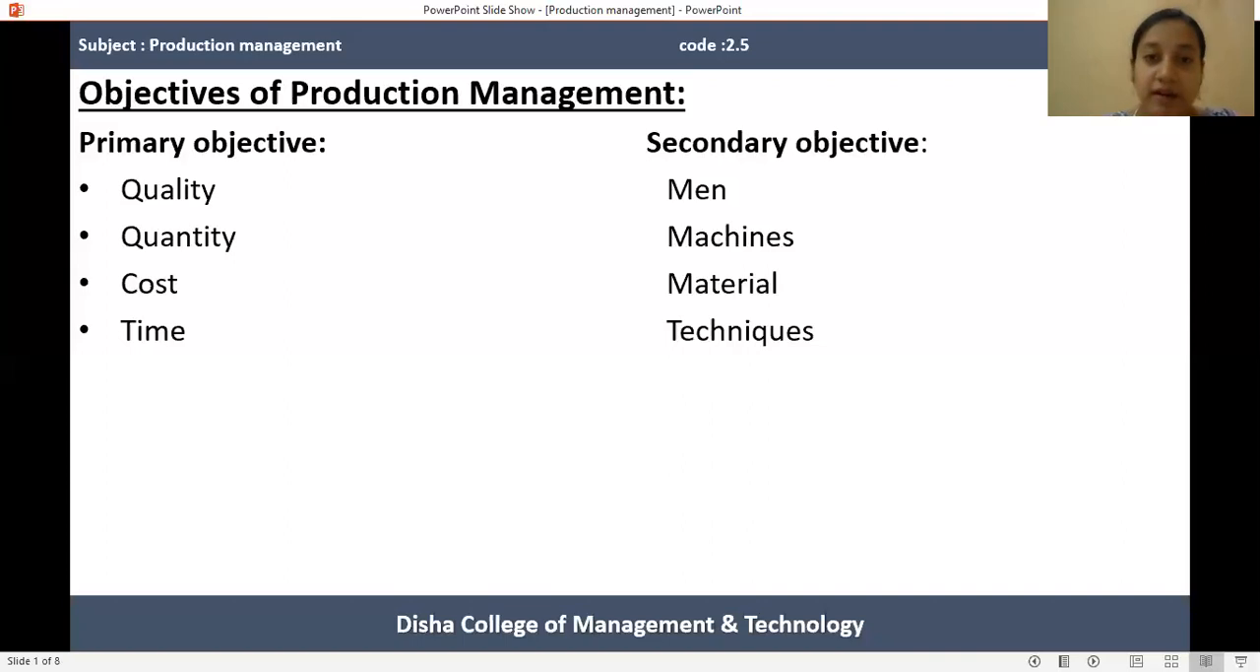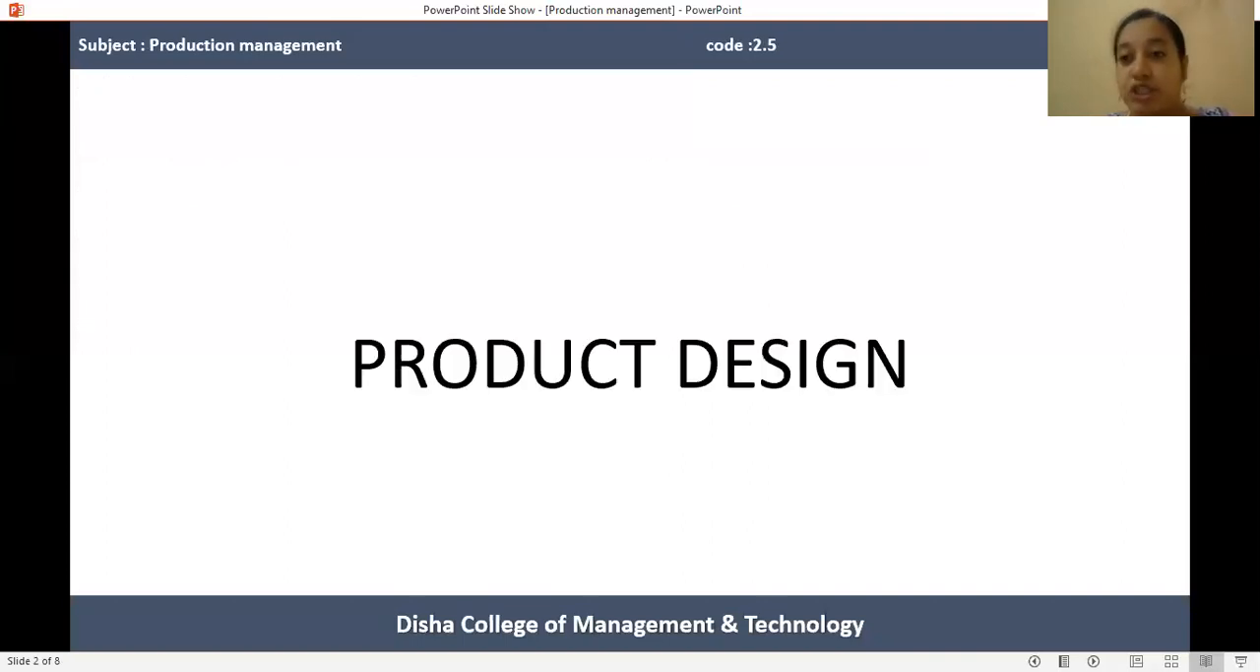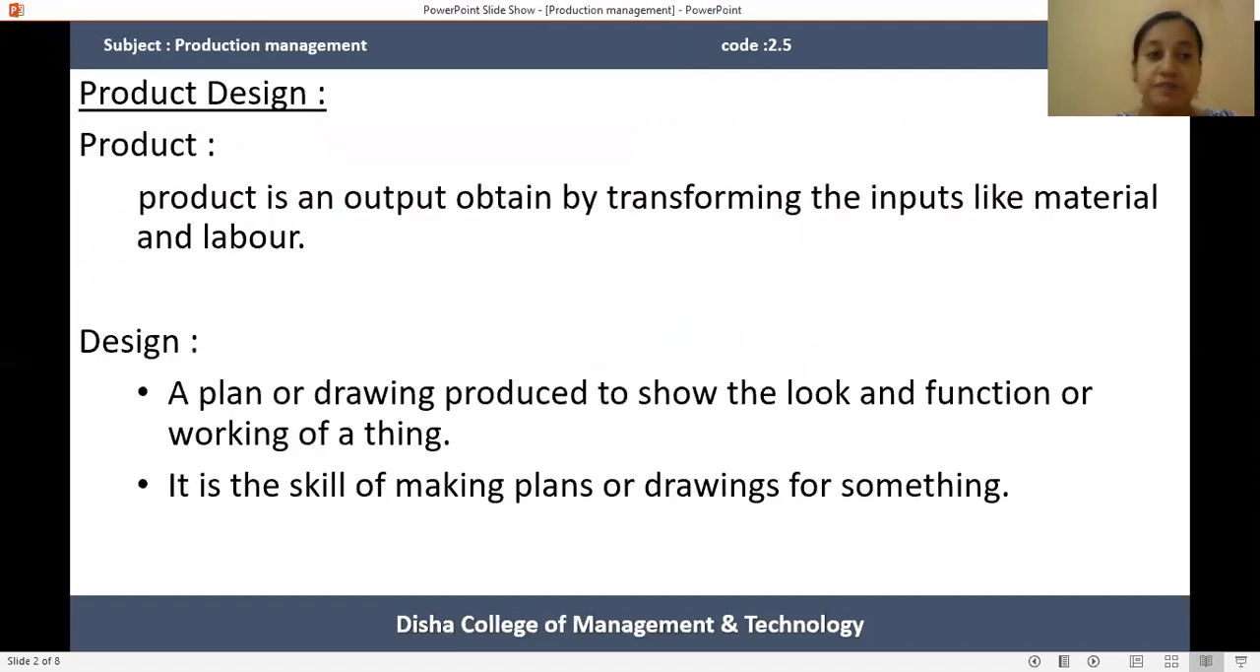Today we will discuss a new topic of production management, that is product design. So before starting product design, we have to understand these two words. We have to understand what is a product and what is a design. After that, we can get a clear meaning of what product design is. So what is a product?